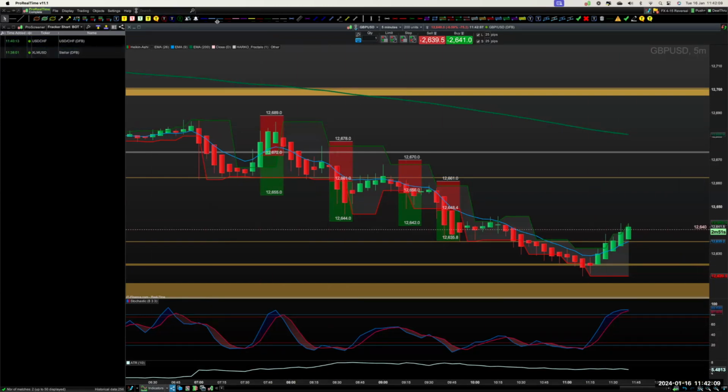And the way that I manage this is I believe in my trades, so I keep moving my progressive stops down to these levels. I keep doing that until I get stopped out.